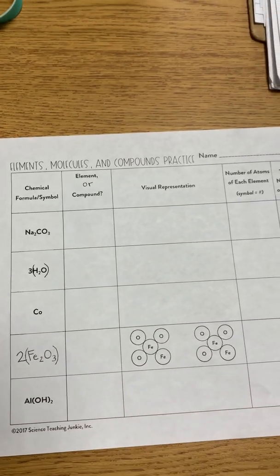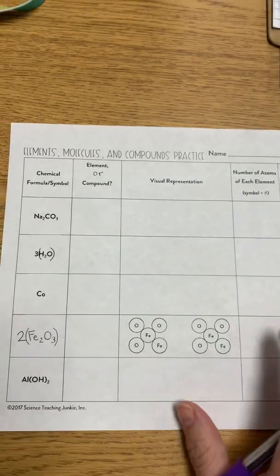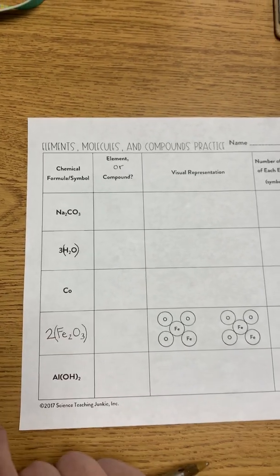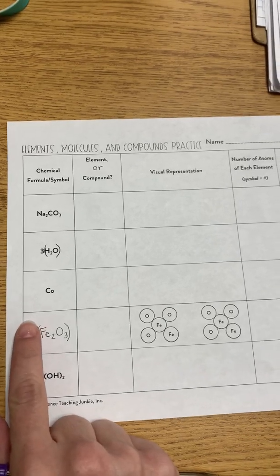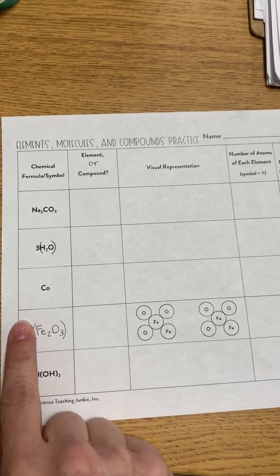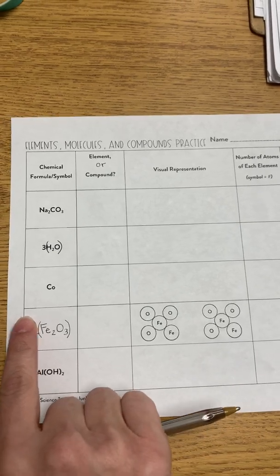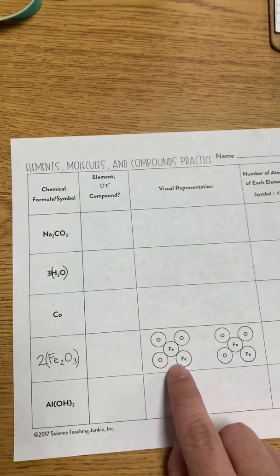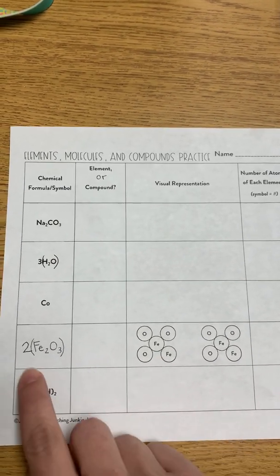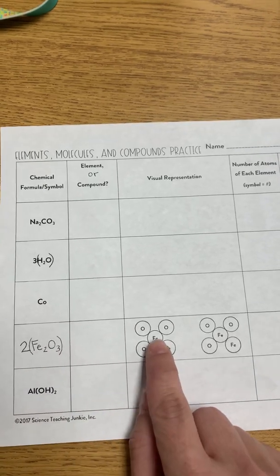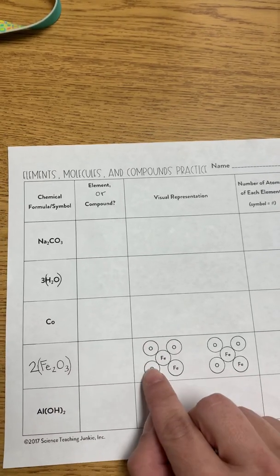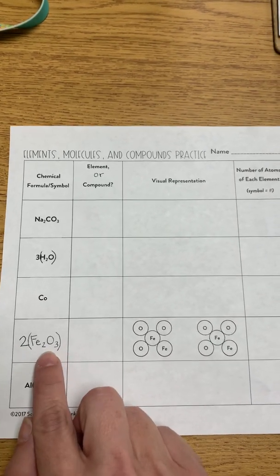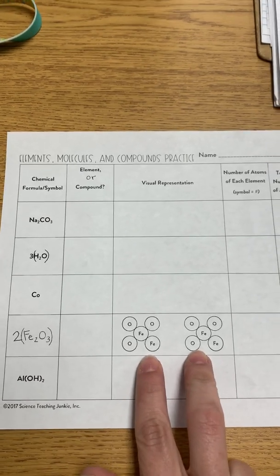So we're going to do this one kind of as our first example because it looks a little bit different because it has this 2 right here. So this 2 is called a coefficient, and basically what it means is if I erase this 2 right here, then that would mean I would just have one compound here that has 2 iron, 1, 2, and 3 oxygen, 1, 2, 3. So it would just be that one. But since I have this 2 here, that means it's doubled whatever's in parentheses. So that's why we drew 2.